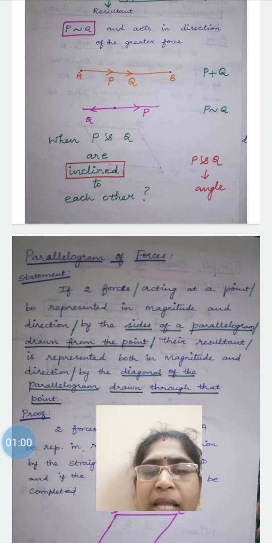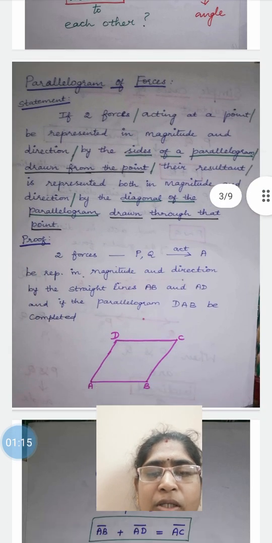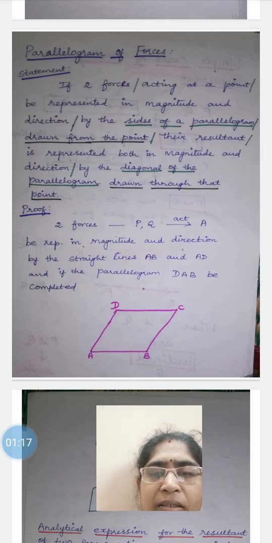Now let us see the statement. If two forces acting at a point be represented in magnitude and direction by the sides of the parallelogram drawn from the point, their resultant is represented both in magnitude and direction by the diagonal of the parallelogram drawn through that point. So let us draw the diagram.